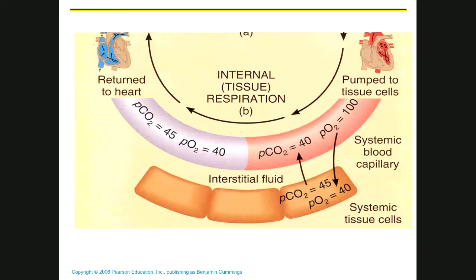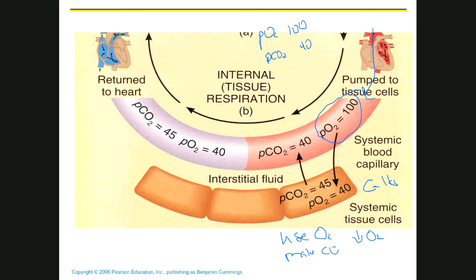So again, it's going to happen by diffusion. So here comes this blood. Remember, we just picked up oxygen, so our partial pressure of oxygen was about 100. We dropped off carbon dioxide, so our partial pressure of carbon dioxide is down to about 40. That's the blood that's coming here. And then we're going to get to the cells. Well, remember, cells use oxygen, which means that oxygen is going to be low because they're using it. And then the cells make carbon dioxide. So that means the carbon dioxide levels are going to be high because they're making it.